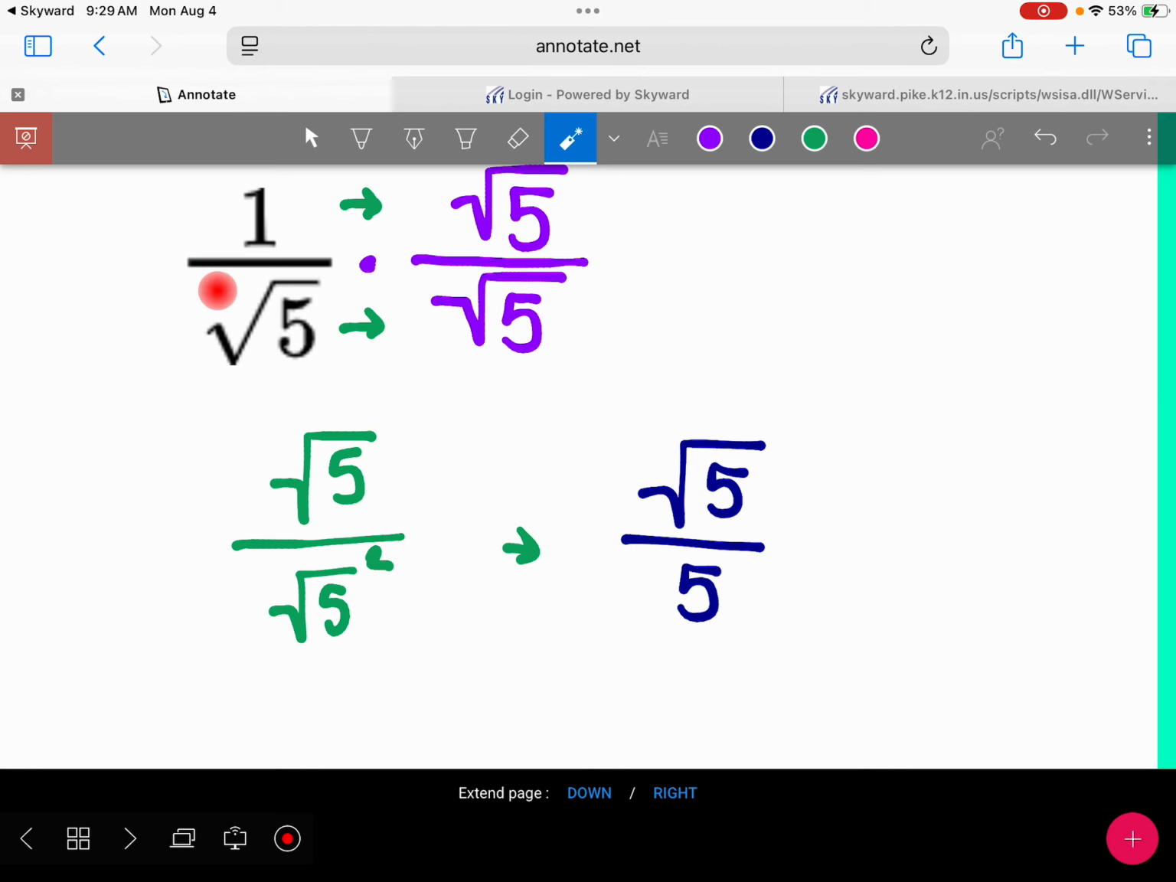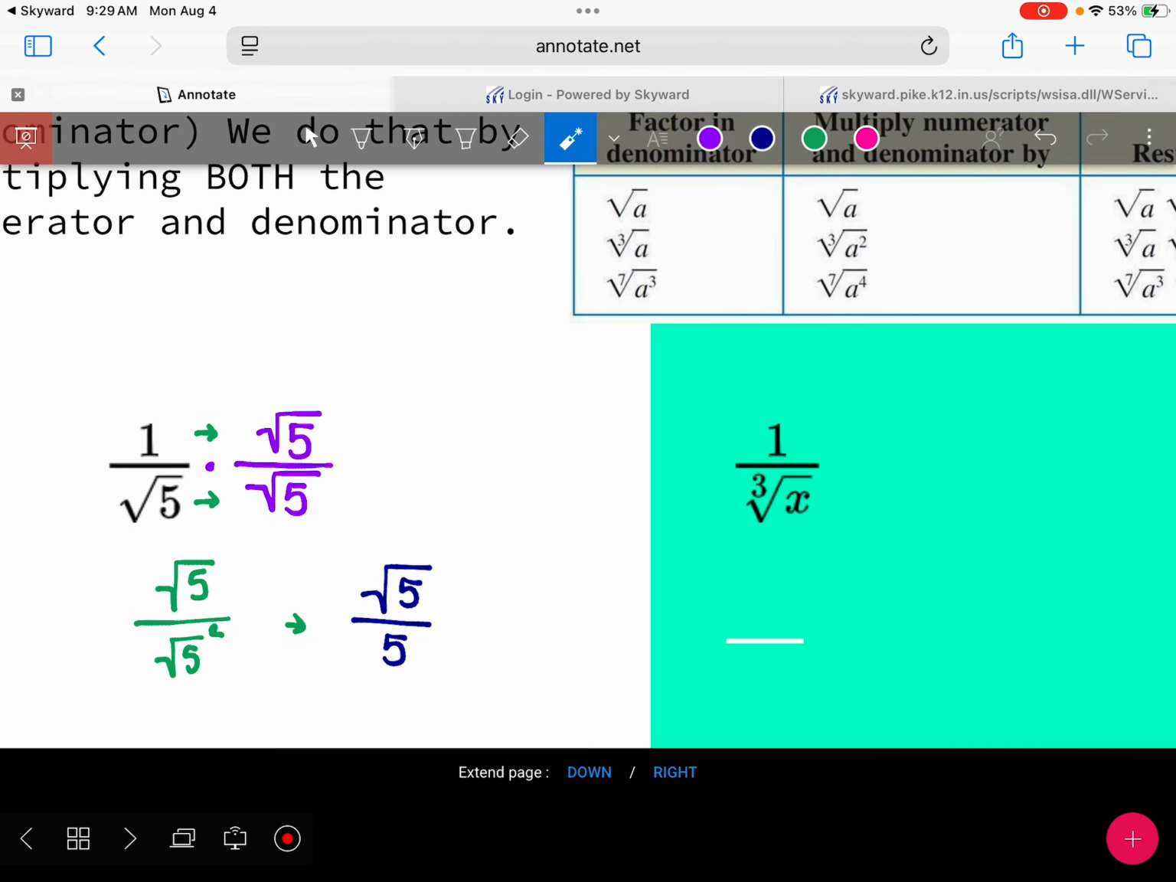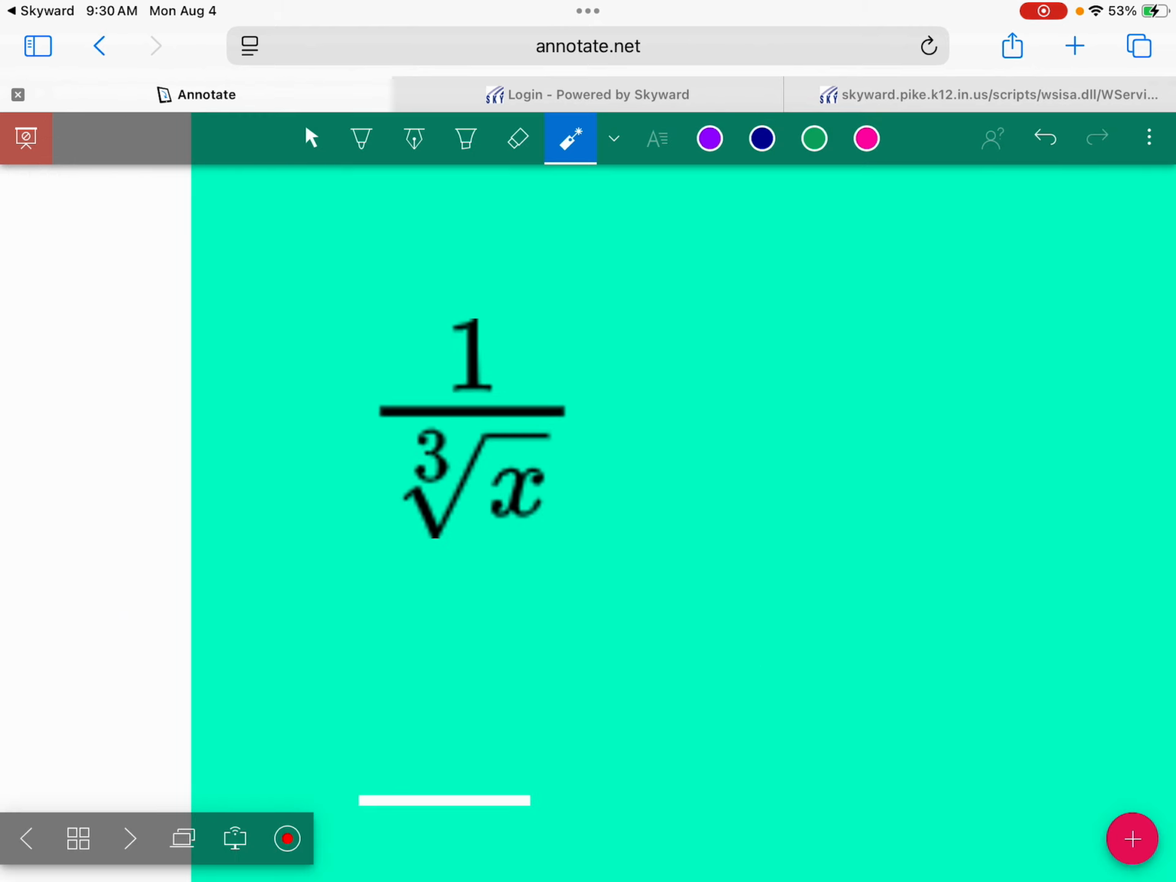So whatever is your radical, we need to multiply it by something that's going to make it be a whole number. So when we have square roots, we multiply by exactly what it is because we want to square it. If we have something like a cube root, I can't just multiply by 1 root of x because that's not going to get me there. I need to get this up to be 3 because I need a cube here.